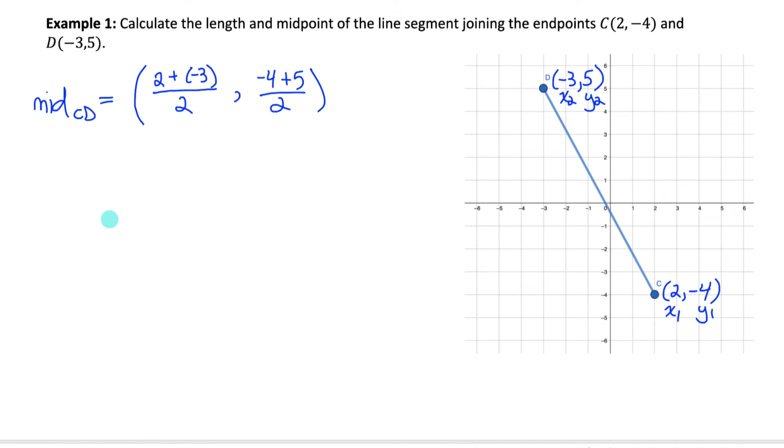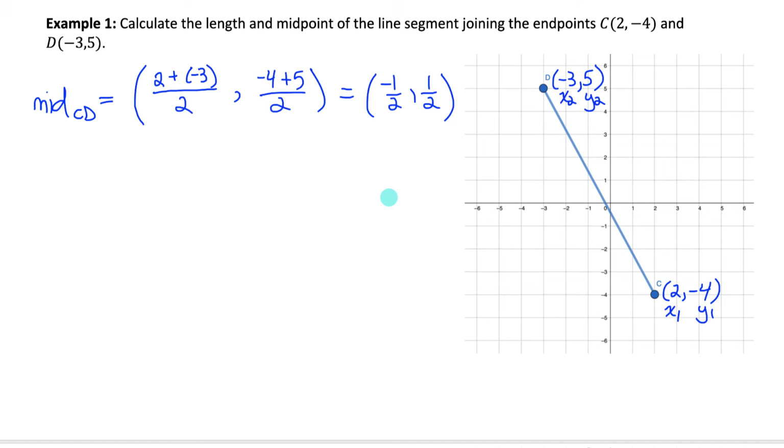And now I'll simplify the x and y coordinates. If I look at the x coordinate of the midpoint, 2 plus -3 is -1. So my x coordinate is -1 over 2. And my y coordinate, -4 plus 5 is 1, and that's over 2. So my midpoint is at (-1/2, 1/2).